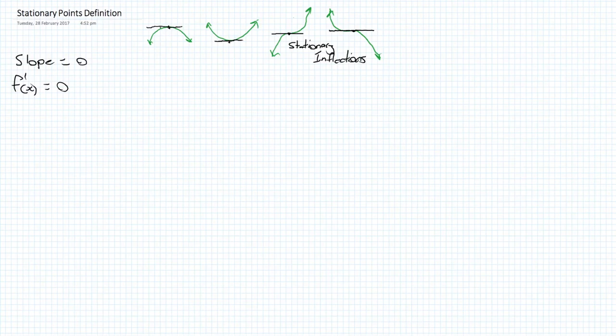For one like this here, it's going to look a little bit like this. We're going to have some value, let's just call it x. And this side is going to be positive, and this side is going to be negative. And we have a specific name for this one, and we call this a local maximum.